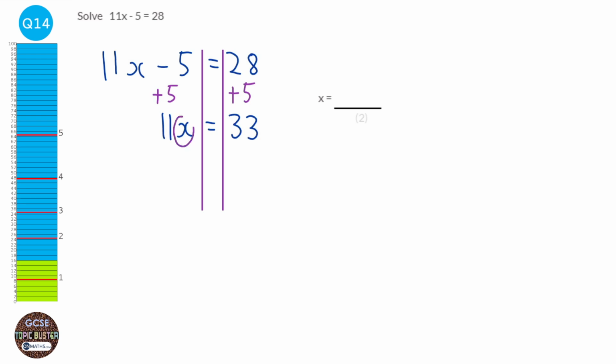Now, we still don't have x on its own. We've got this 11 here. Now, what is that 11 doing? Well, that 11 is a times 11. It's multiplying x by 11. So to get rid of it, we need to do the inverse of times 11, the opposite, which is divided by 11. And what we do to one side, we must do to the other side. So we're going to divide 11 both sides. That will leave us just the x on the left-hand side, and 33 divided by 11 is 3. So the word solve means find out what x equals, and we've done that.